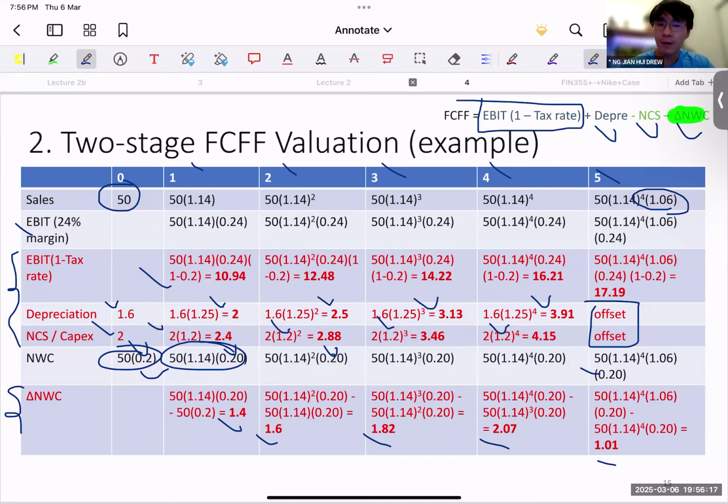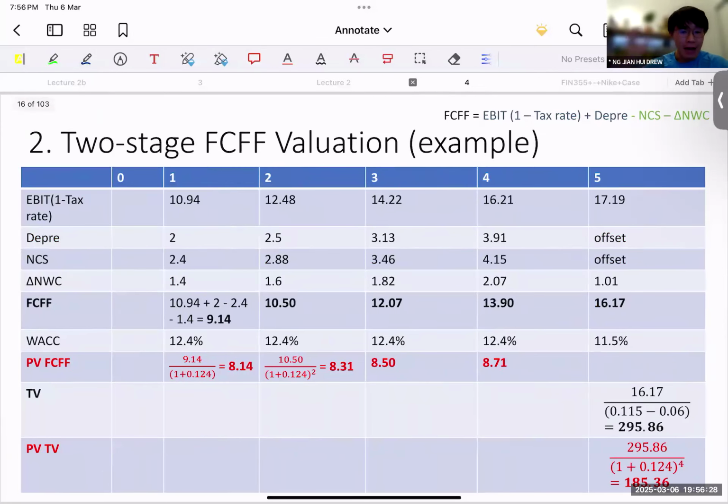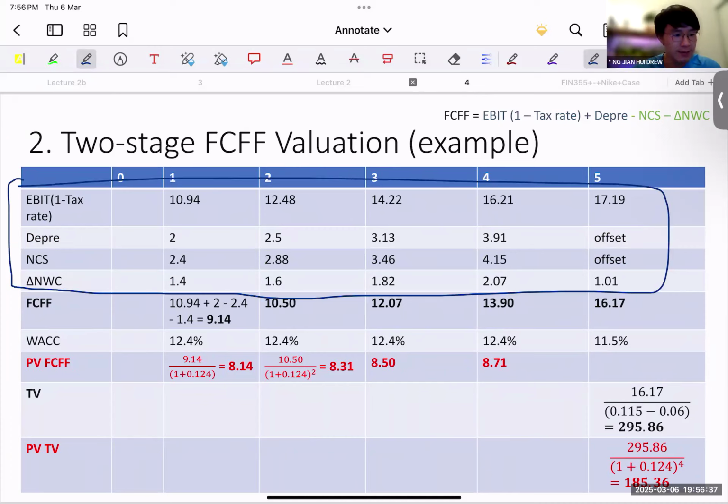Any questions here? Before we go to the next slide, any questions? No? Okay, so we go to the next slide first. Now I have just put all the figures in red in one line like this. So all these are just repeated figures in red. Having all the figures there, I can now calculate your FCFF. We just use this formula here, plus this, plus depreciation, minus your NCS, minus your change, right? We do the same for all of these.